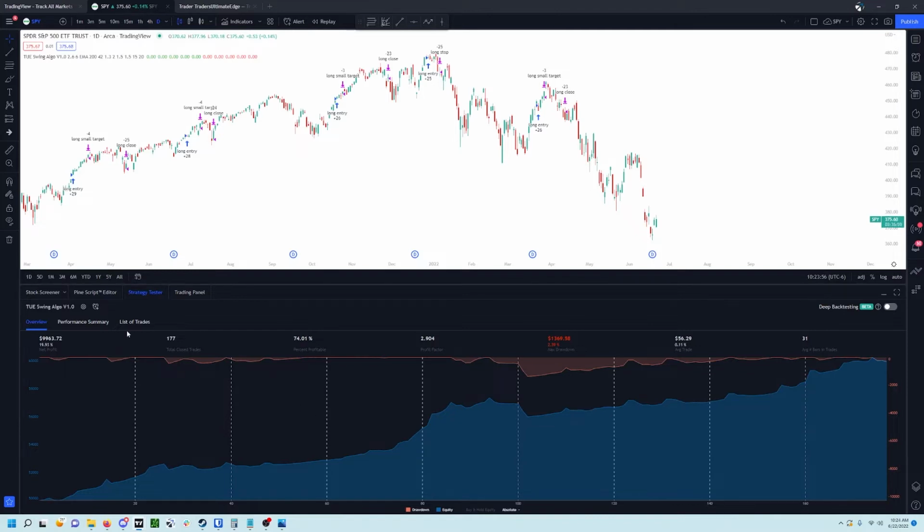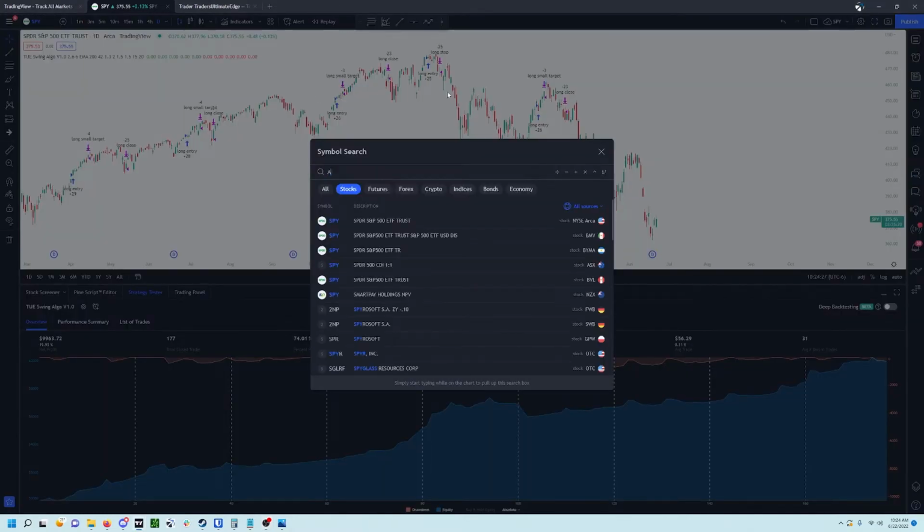Now, I'll show you how to adjust it. Just as you boot up the indicator right here, it comes with all of the settings pre-programmed for SPY, and that's because I trade the S&P 500 the most, so that's what it comes with. But this can be used on a wide variety of tickers. And thankfully, because this is written as a strategy, you can actually go back and backtest all these tickers and change the settings around yourself. We'll go look at Amazon.